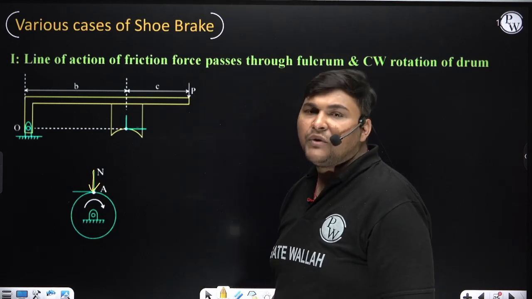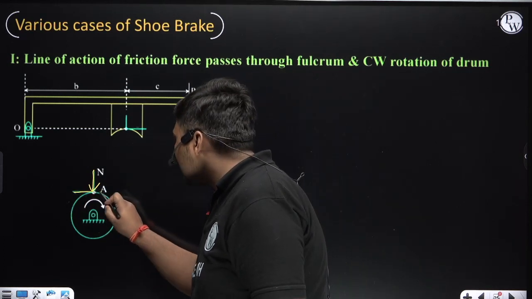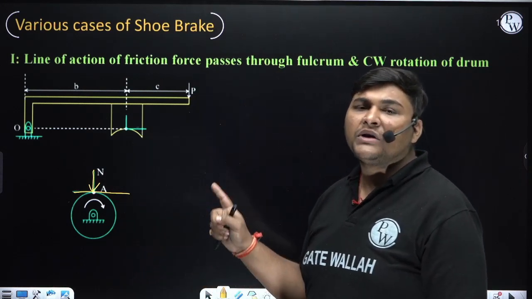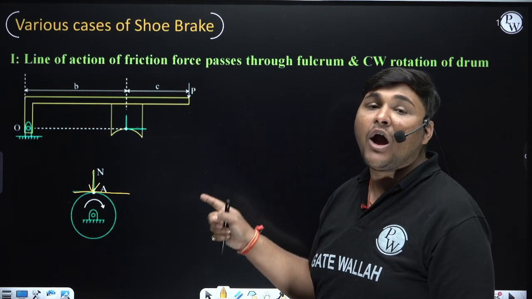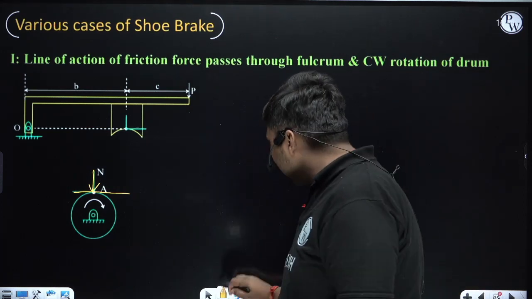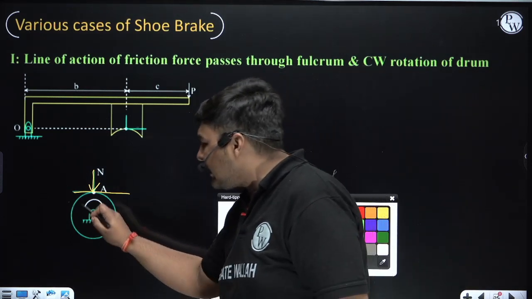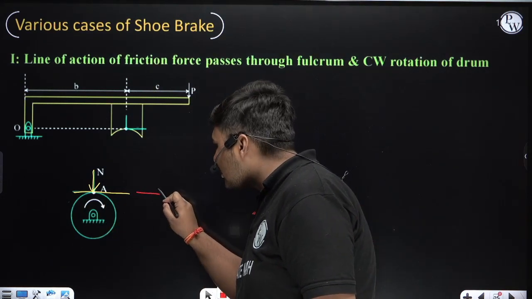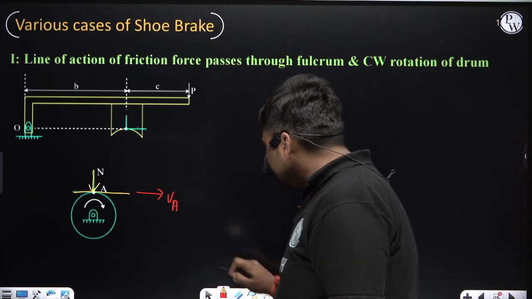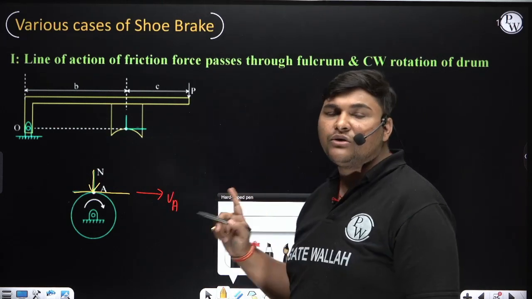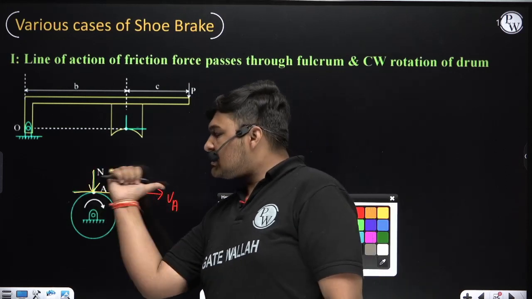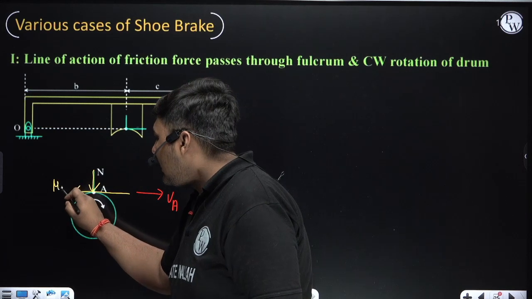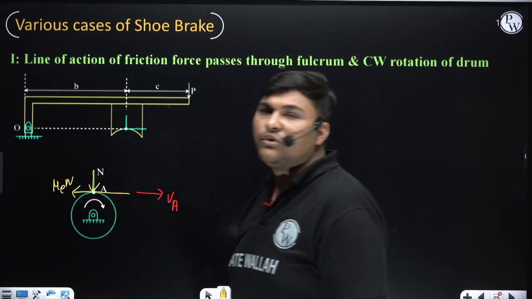Now friction force will be perpendicular to N. In the FBD of drum, the direction of friction force will be such that it will be opposite to the velocity of point A. So first we will find the direction of velocity of point A. Right now drum is rotating clockwise, so at this instant, direction of velocity of point A will be this, and in the FBD of drum, friction will act opposite to the direction of velocity of A. Since direction of velocity of A is this, direction of friction force will be this, and magnitude of friction force is mu into N.